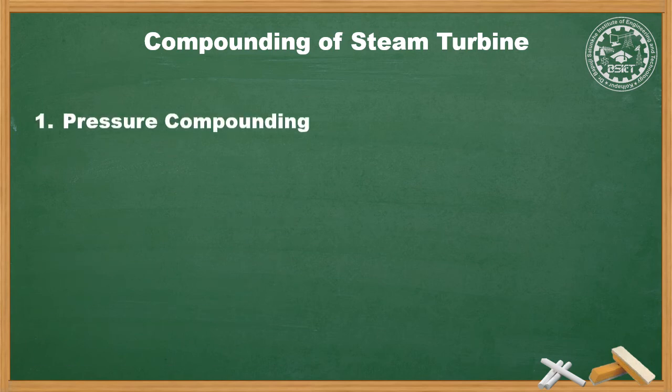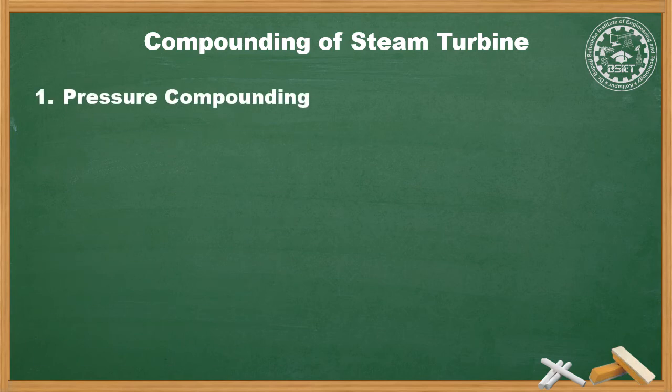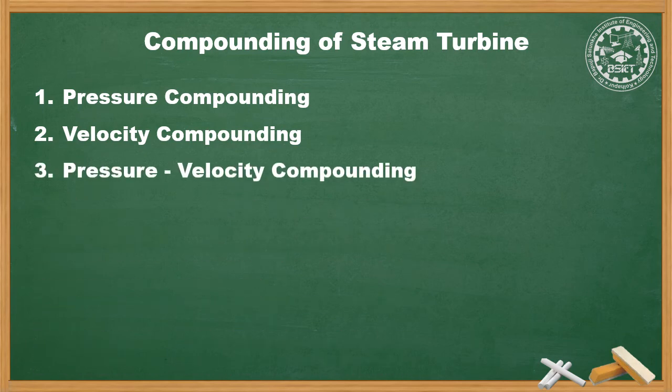There are three different types of compounding. First is pressure compounding. Pressure compounding is where the pressure is reduced in stages. Second, velocity compounding. It is the one in which the velocity is reduced in stages. And third is pressure velocity compounding. This type is a combination of the first and second types of compounding method. So these are the methods used for reducing the rotor speed.